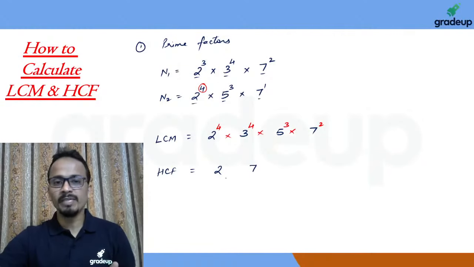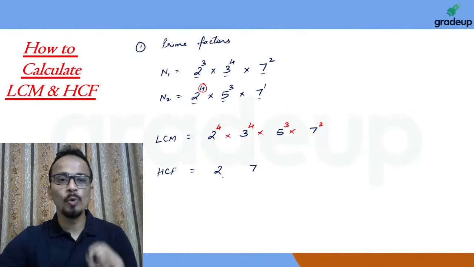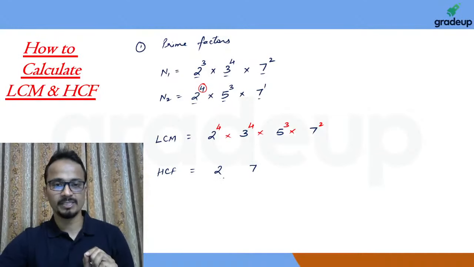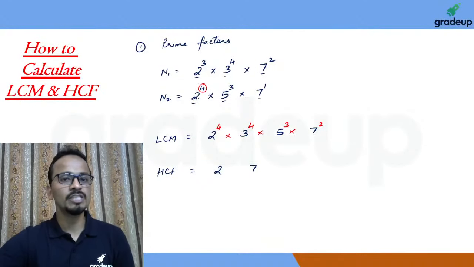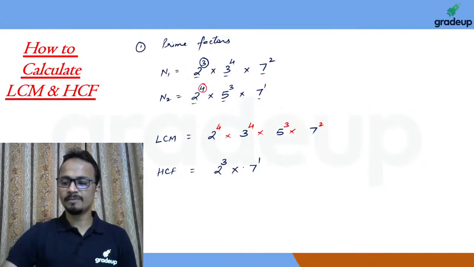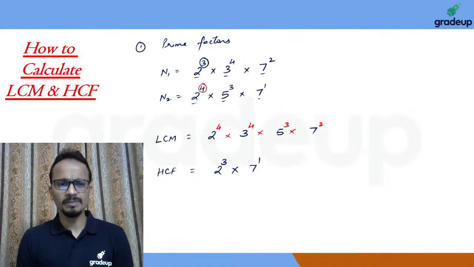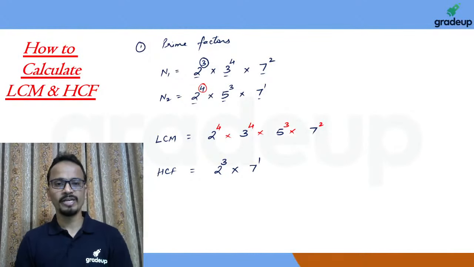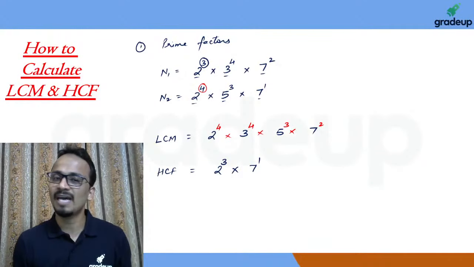After taking the common bases, just select the lowest powers of these common bases. The lowest power of 2 here is 3. Among the two powers, the lower one is 3, and for 7, the lower one is 1. So the highest common factor will be the common bases with their lowest powers. This is the best and the fastest way of calculating LCM and HCF.